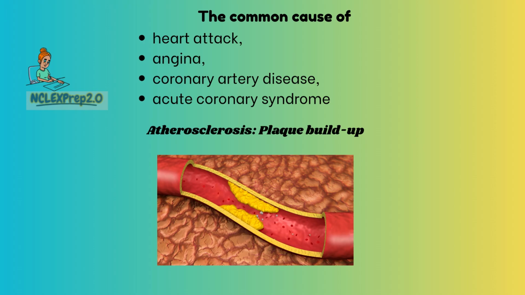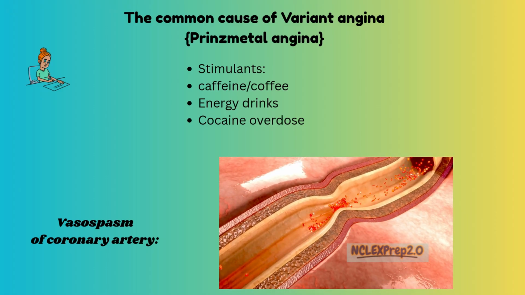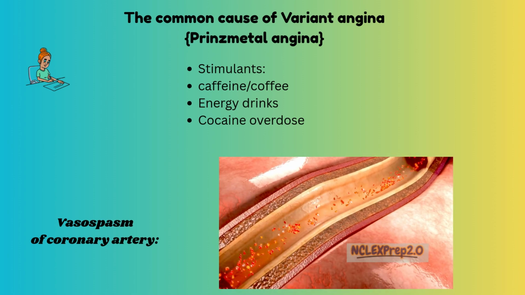The very famous question: what's the common cause of heart attack, angina, coronary artery disease, acute coronary syndrome? That's atherosclerosis, plaque buildup. You will see this question at least once in your lifetime as a nurse or as a student. The common cause of variant angina: remember, variant angina is the vasospasm of a part of the coronary artery.